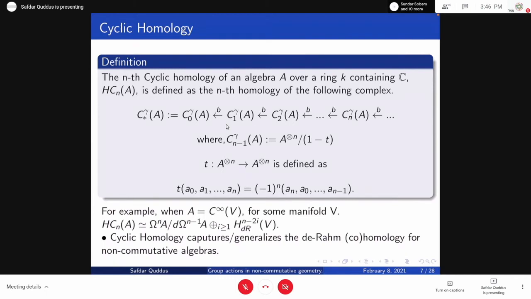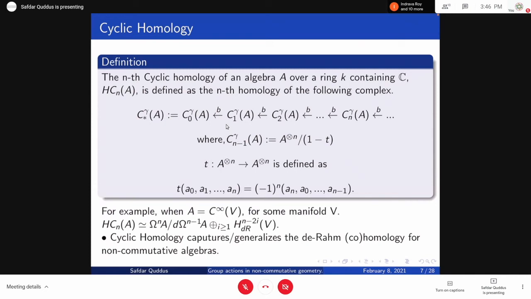For example, if we consider the algebra A as the algebra of smooth functions on V, where V is a manifold, then it turns out that the cyclic homology is actually capturing the de Rham cocycles on that manifold. So basically, we can say the cyclic homology is capturing the de Rham cohomological aspect of the non-commutative manifold associated to a non-commutative C-star or whatever algebra.